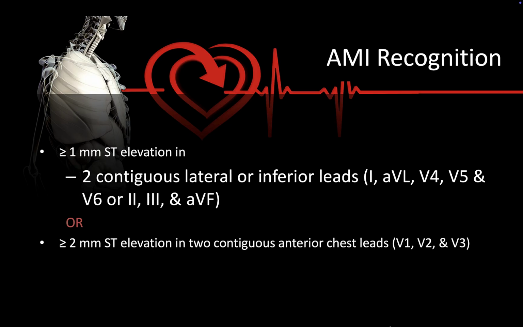And the reason for this, and maybe a way to help remember which ones need that added evidence, is that V1, V2, and V3 that are right on the front of the chest, essentially sitting on your sternum, are very, very close to the heart. And minor, insignificant electrophysiologic changes in the heart may show up as ST elevation in those leads because they're so close to the heart, even when there is no actual infarct in progress. That's why we're required to see greater than or equal to 2 millimeters of elevation in those leads before we can consider that a diagnostic finding.